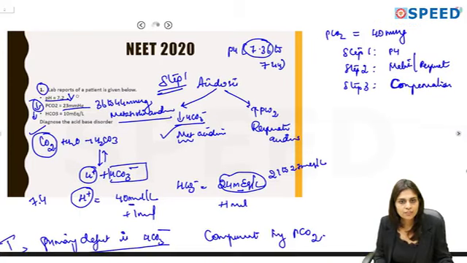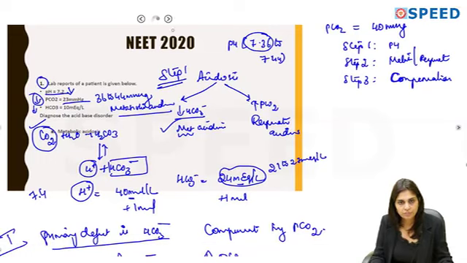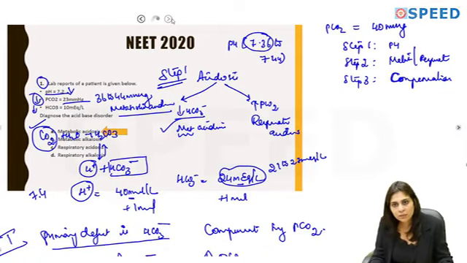So what is your diagnosis here? Decrease in pH is accompanied by a decrease in bicarbonate. So the answer is metabolic acidosis. Answer is choice A. Now another question on ABG in the same NEET 2020.